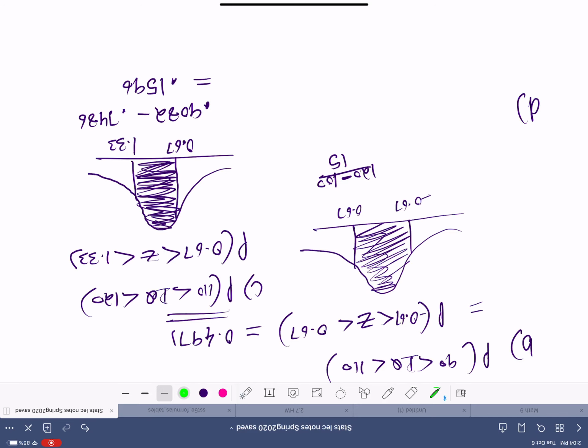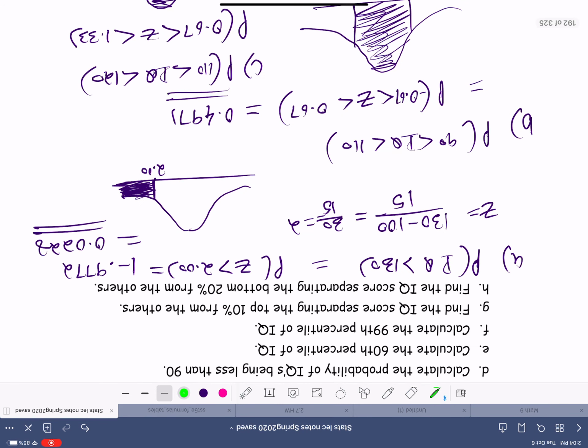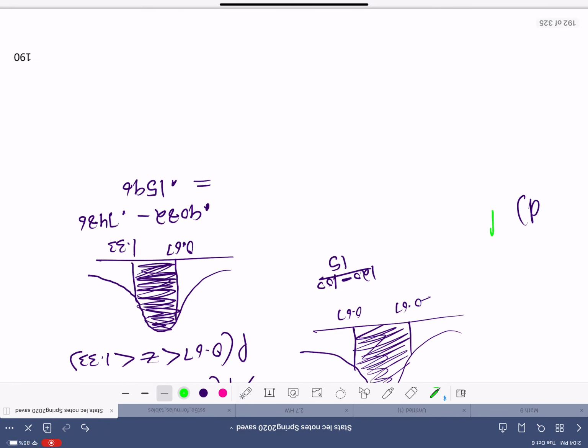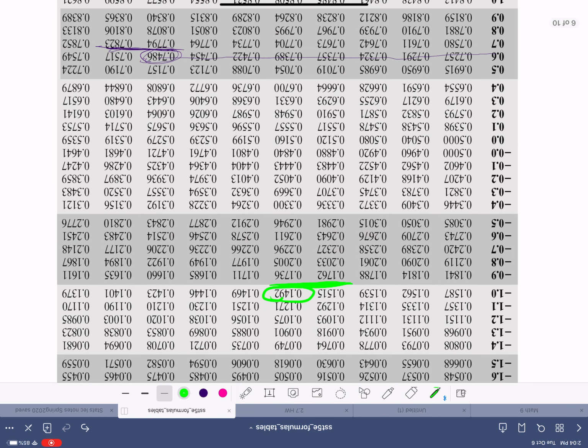Let's look at part D now. There are lots of parts in this problem. Calculate the probability of somebody's IQ being less than 90. What is the probability that you randomly select somebody and their IQ is less than 90? Let's find the z-score for 90. We found it in the previous part: negative 0.67. What is the area to the left of negative 0.67? It is 0.2514.